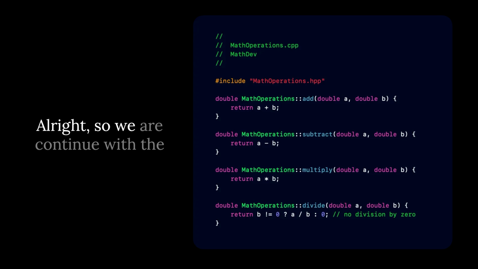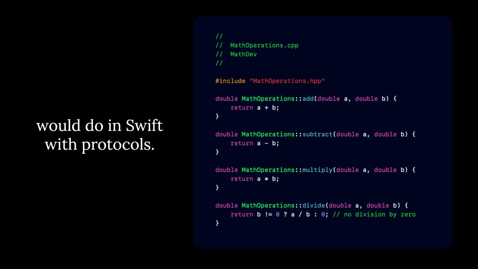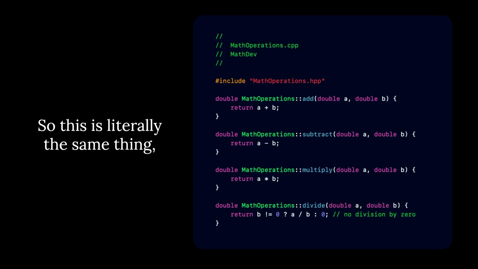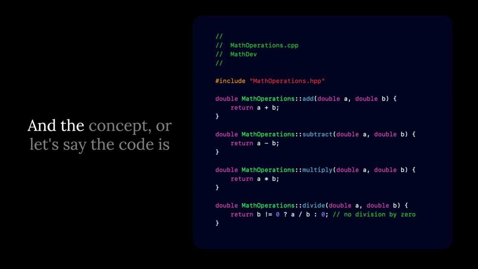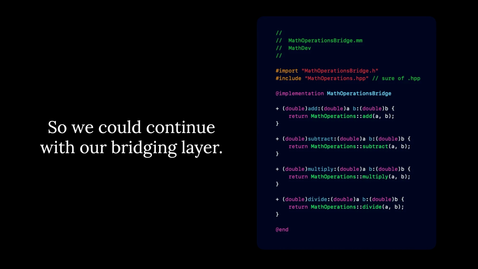All right, so we are continuing with the CPP file. The CPP file is basically what we would do in Swift with protocols. After creating the protocols, we would do the implementation. So this is literally the same thing, nothing really different. And the concept, or let's say the code, is really simple here: a plus b, a minus b, and so on. So we could continue with our bridging layer.